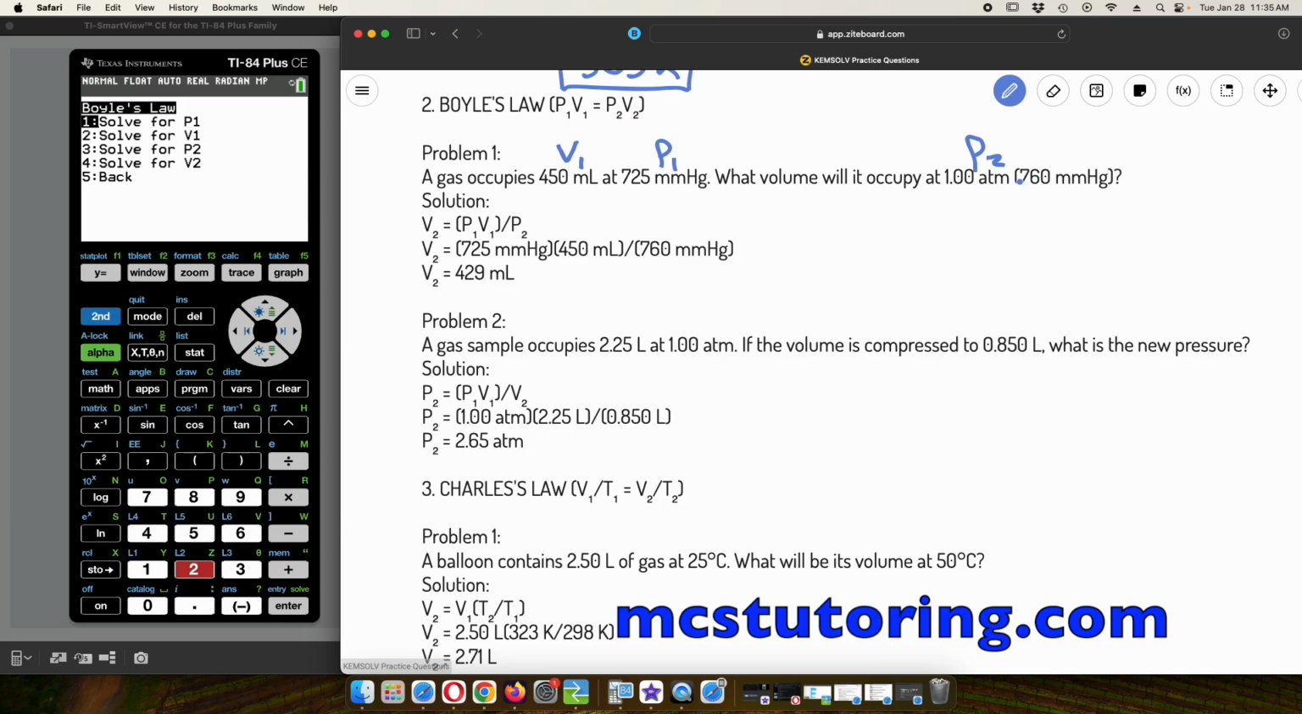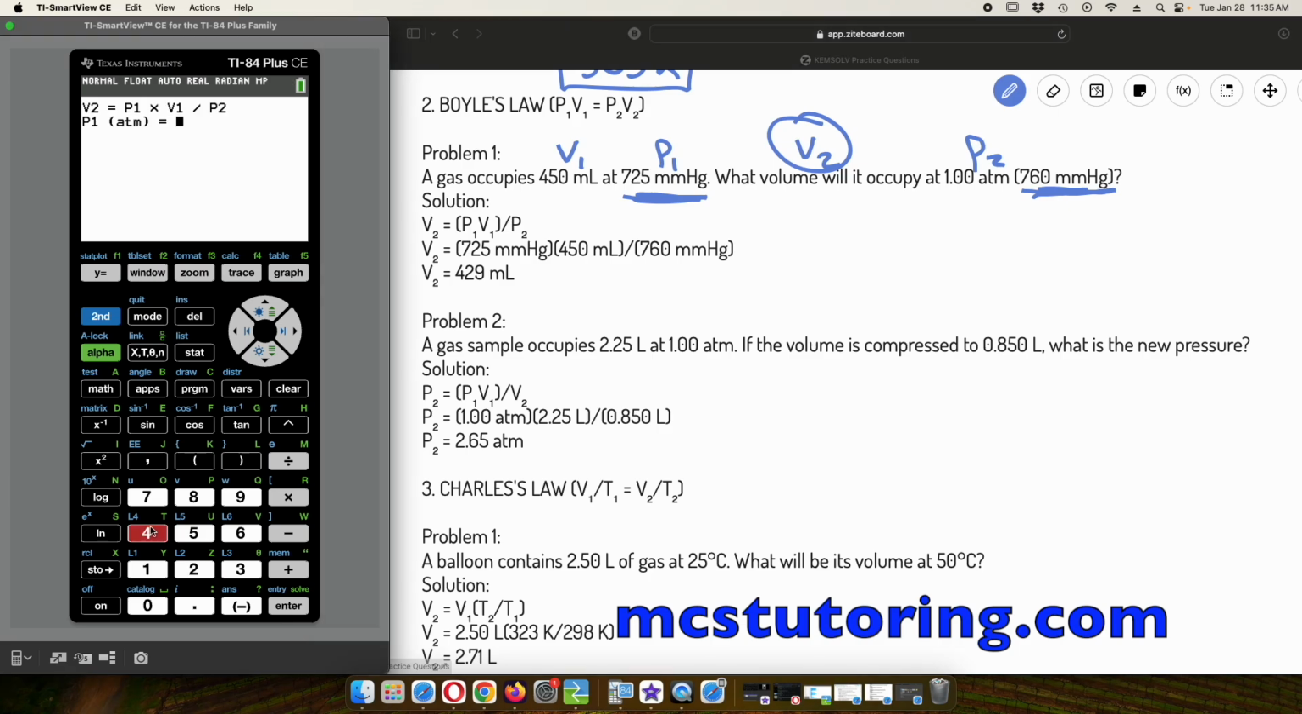And by the way, you want to make sure it's the same units of pressure, so 760 millimeters of mercury is equivalent to 1 ATM. And V2 is what we're looking for, the unknown. In any case, V2. So what's P1? It's asking for ATMs, but we're going to work in millimeters of mercury, so it's all going to work out because we're multiplying and dividing.